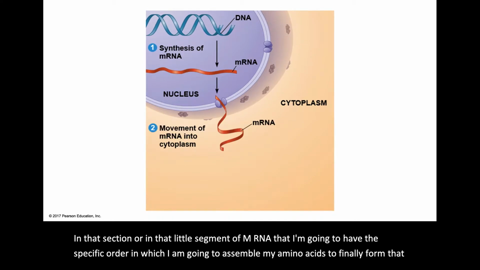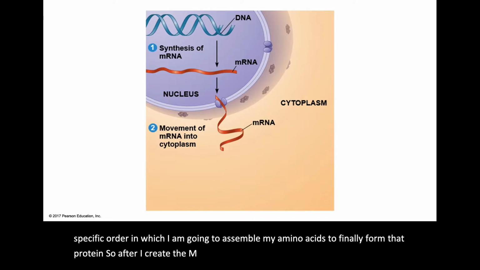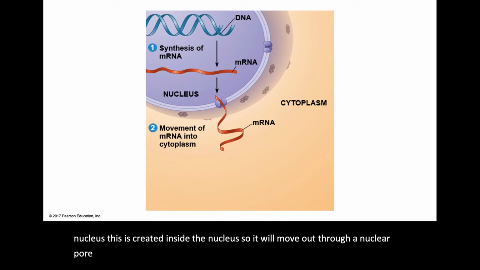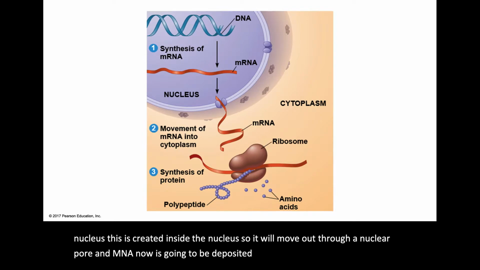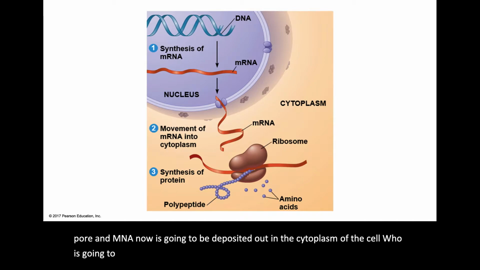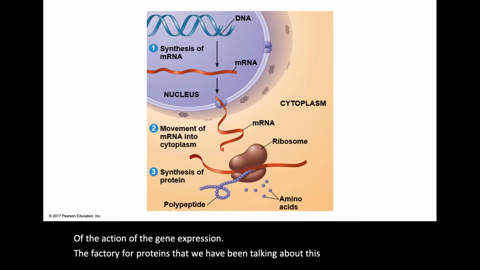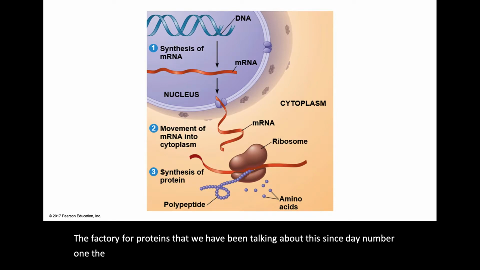After I create the mRNA, that mRNA is going to move outside of the nucleus. It is created inside the nucleus, so it will move out through a nuclear pore, and now the mRNA is going to be deposited out in the cytoplasm of the cell. Who is going to take care now of the action of gene expression? The factory for proteins. We have been talking about this since day number one. The ribosomes are the organelles in charge of the synthesis or production of those proteins.